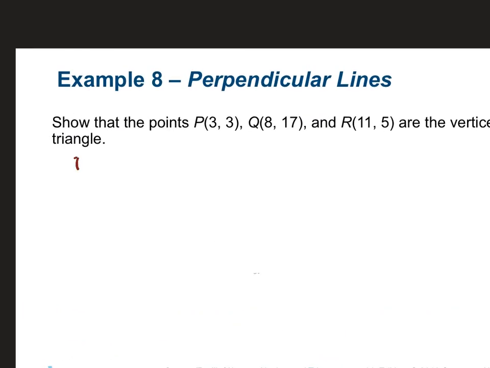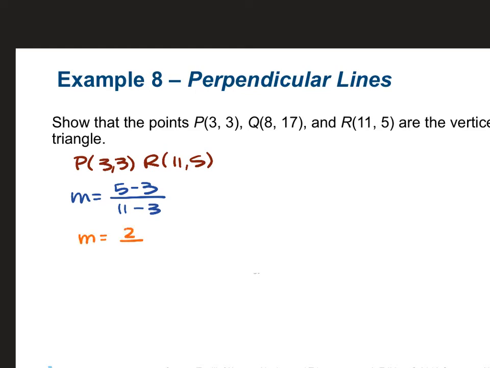So perpendicular lines are opposite reciprocals. We're going to start with P, which is 3, 3, and R, which is 11, 5. We're going to find the slope of these. So I'm going to do y2, so 5 minus y1, which is 3, over x2, which is 11, minus x1, which is 3. Our 5 minus 3 gives us 2. 11 minus 3 is 8. 2 over 8 is 1/4.